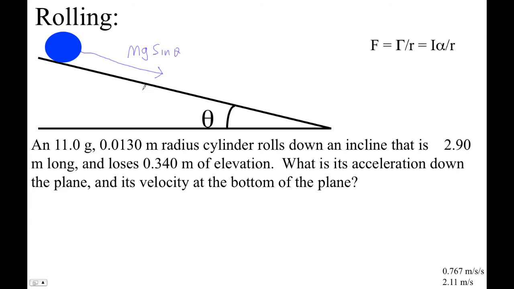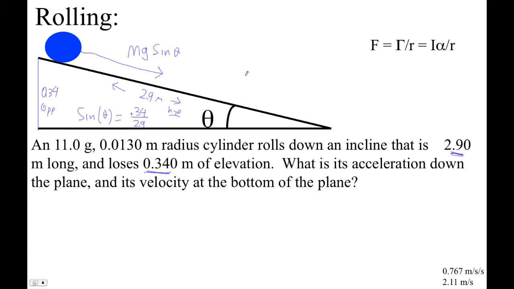We know that this length is 2.9 meters, and we also know that the height of this plane is 0.34 meters. I'm just looking at the problem here. So isn't the sine of theta just 0.34 divided by 2.9? Seems like it's cheating, but it is. This is the opposite side, this is the hypotenuse, so we actually never have to touch our calculator and use the sine function for this. Anyway, there's this mg sine theta that's down the plane.